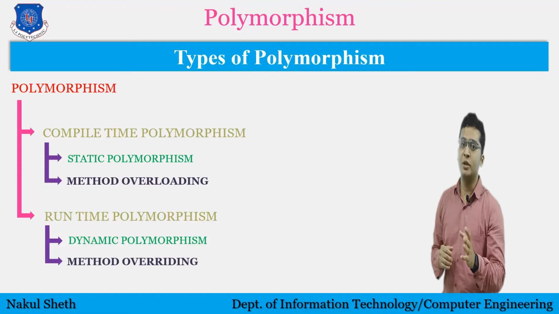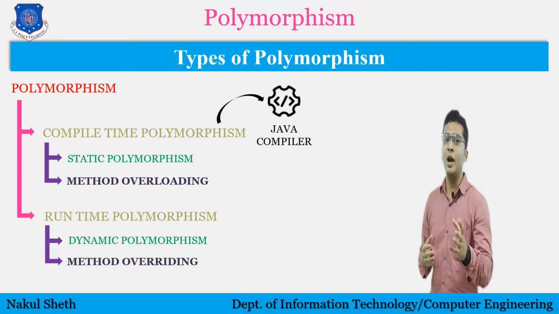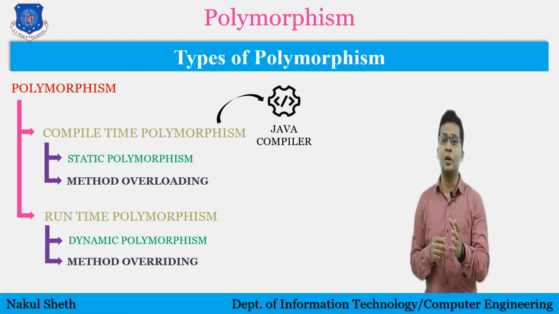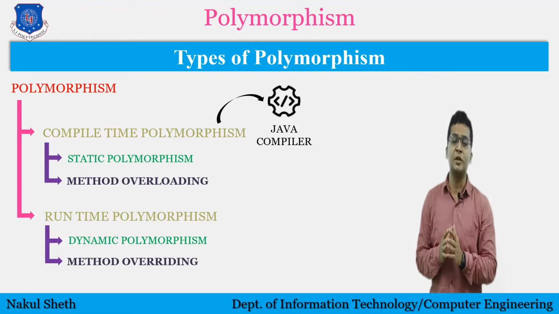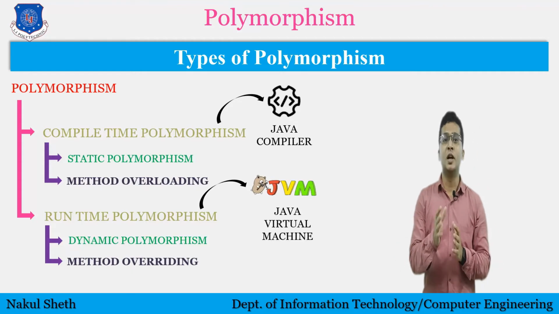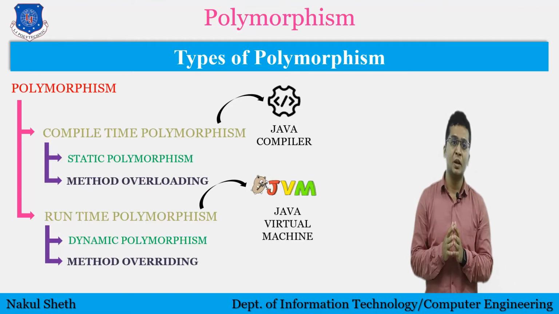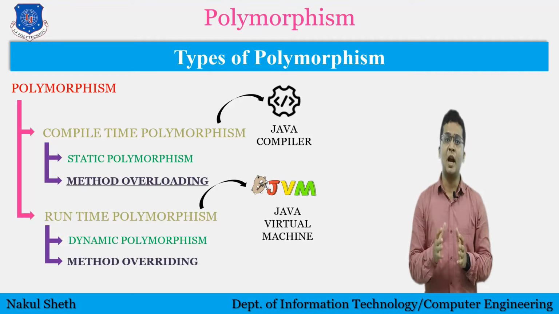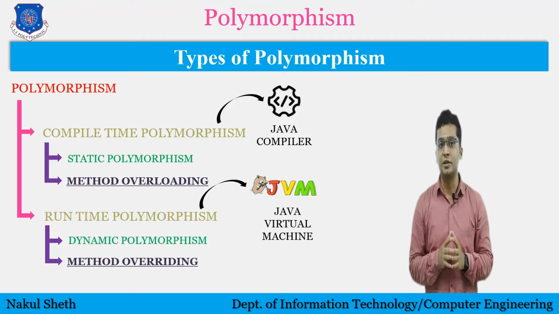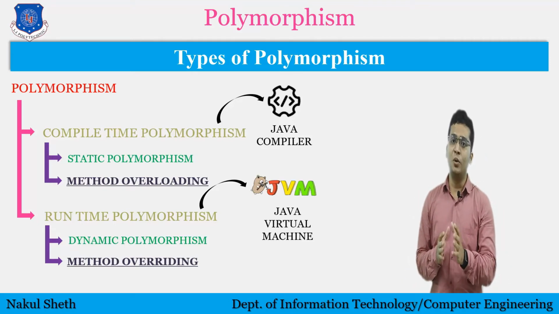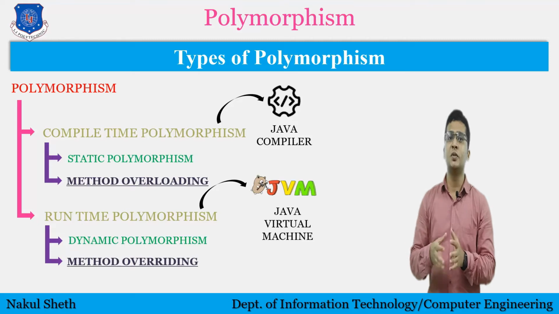compile time polymorphism or method overloading will be handled by your Java compiler. And if we are talking about method overriding or runtime polymorphism, that can be handled by your JVM, that is Java Virtual Machine. Now I am going to show you what is method overloading and method overriding by the difference. Then after we are going to discuss method overloading in details, and in next video we will discuss method overriding.